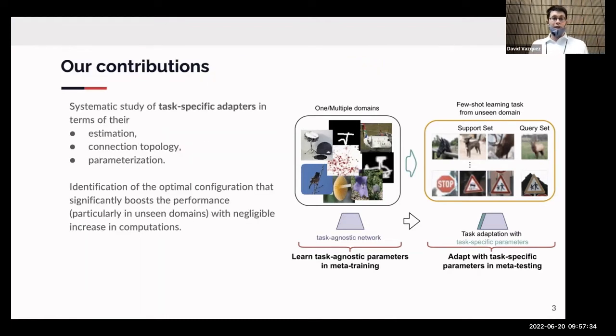So our contribution is that we systematically study these task-specific adapters. Previously, there were many works with different design decisions. Here we do a systematic study of how these task-specific adapters should be estimated, how they should be connected to a network, and how they should be parameterized. In addition, we show that the optimal setting outperforms the state of the art, especially when there is a big domain gap between train images and test images.